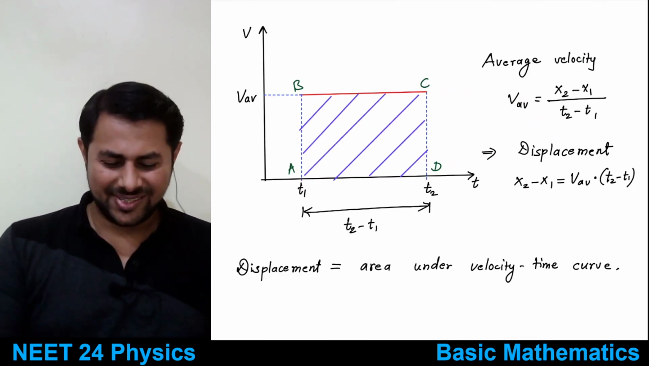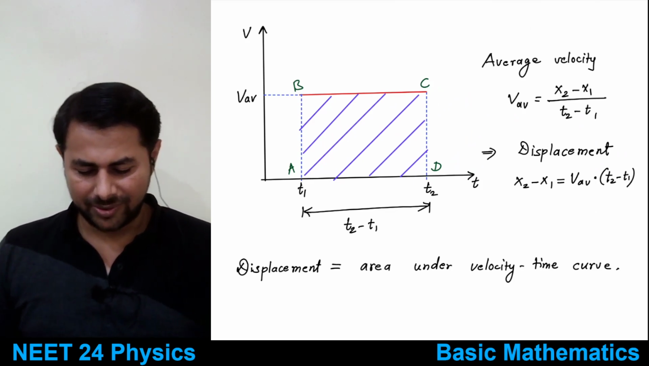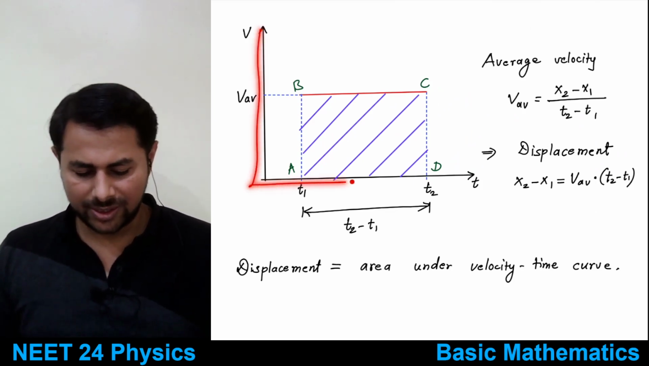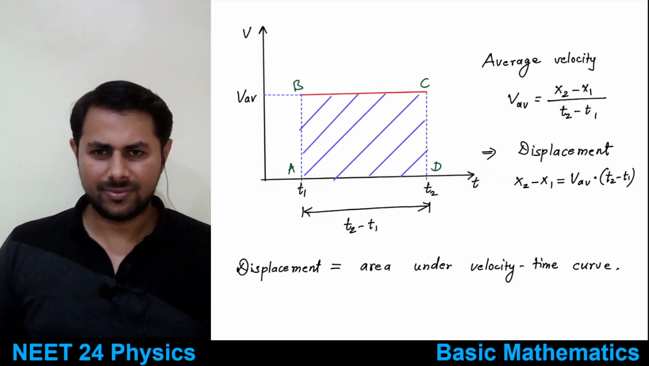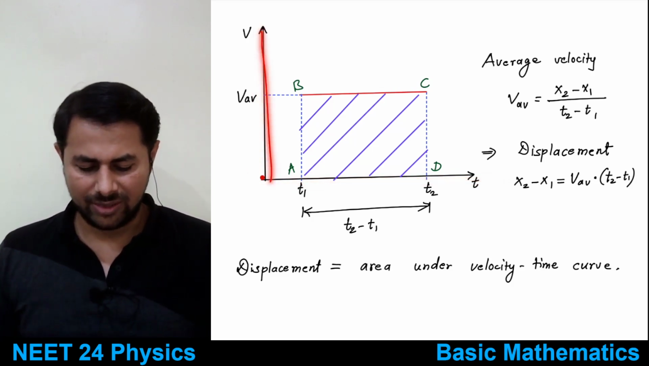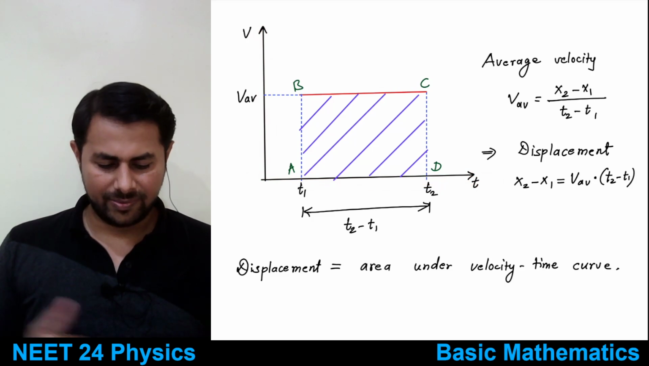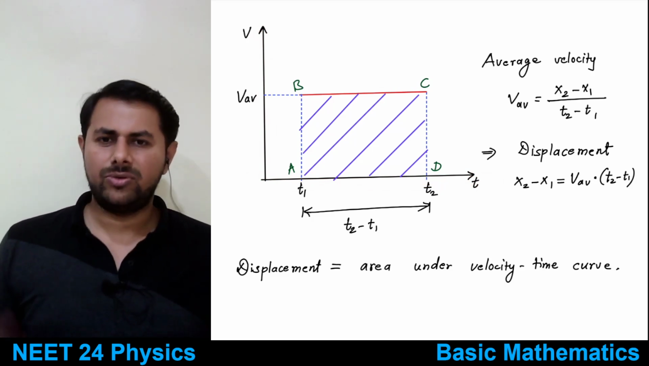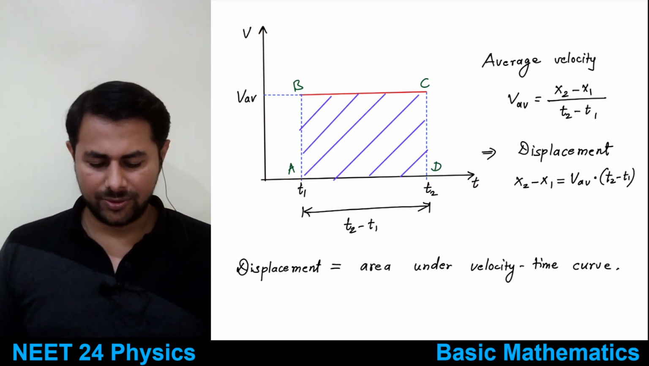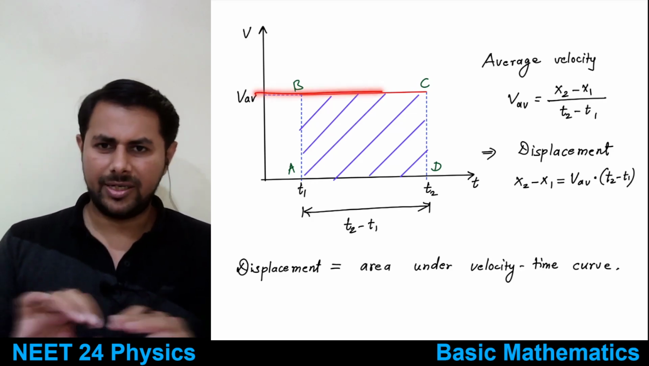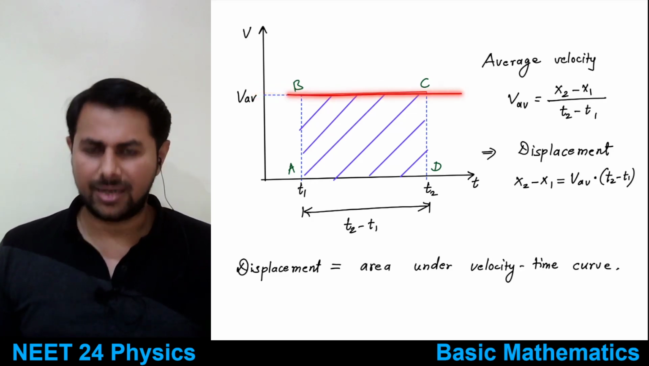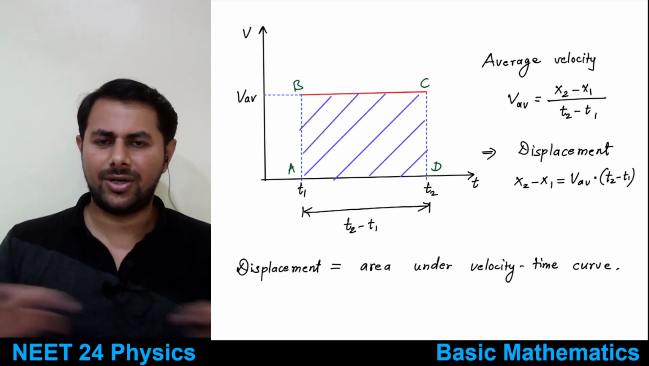Anyways, next let's see. Now suppose you have a velocity versus time graph, and suppose you want to find out displacement. So let's take this very simple graph. It's a straight line, which means velocity is constant.